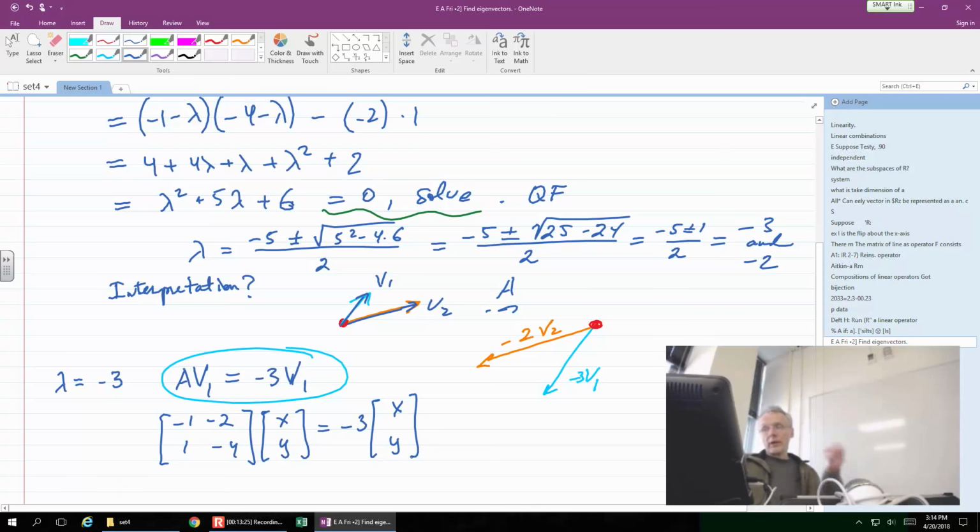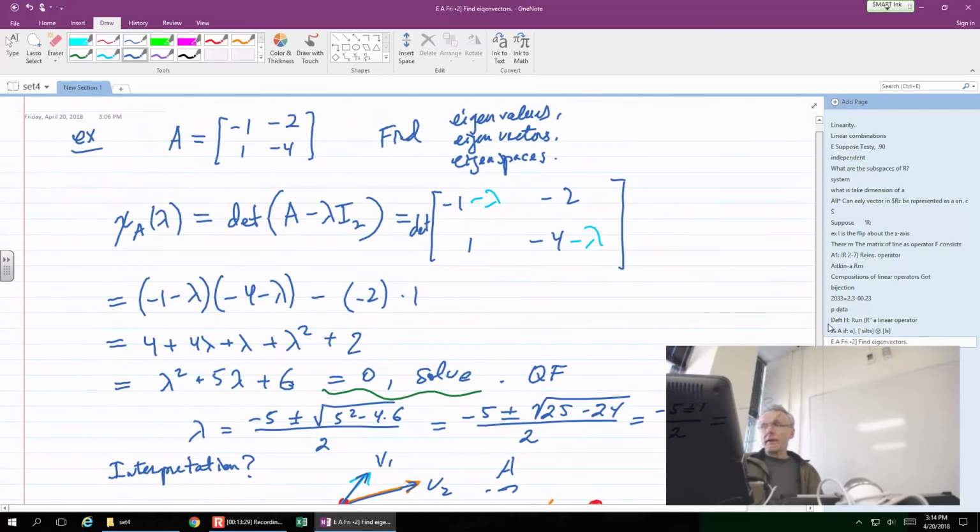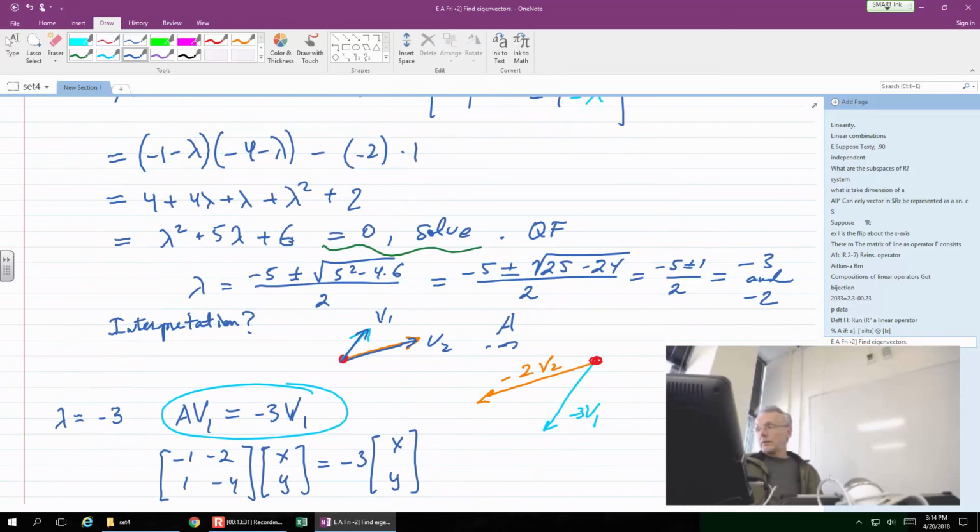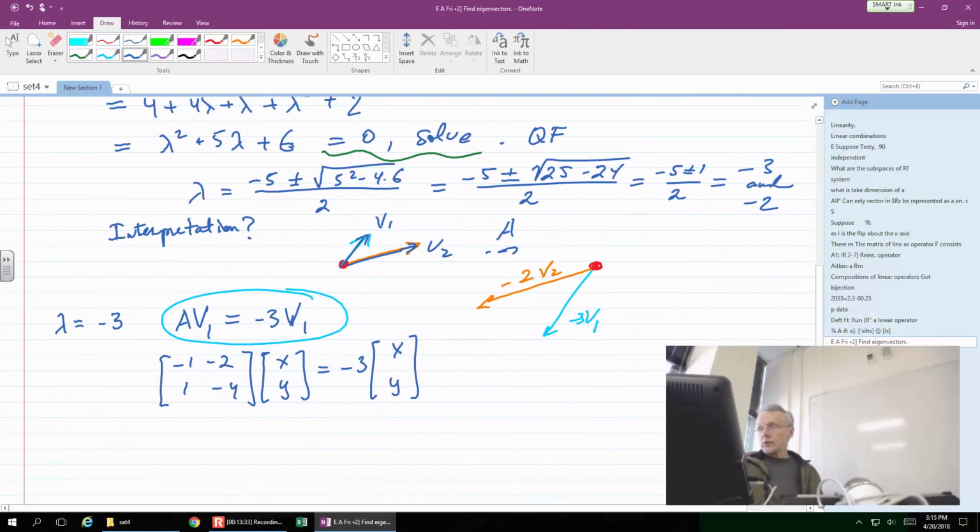Even though we end up with the same equation as right here at the top, it is better to at least once in a while remind yourself that that's what we're talking about. We're talking about this equation, finding what vectors are stretched by factor -3. So at that point you could convert this into what? Into an augmented matrix, right?